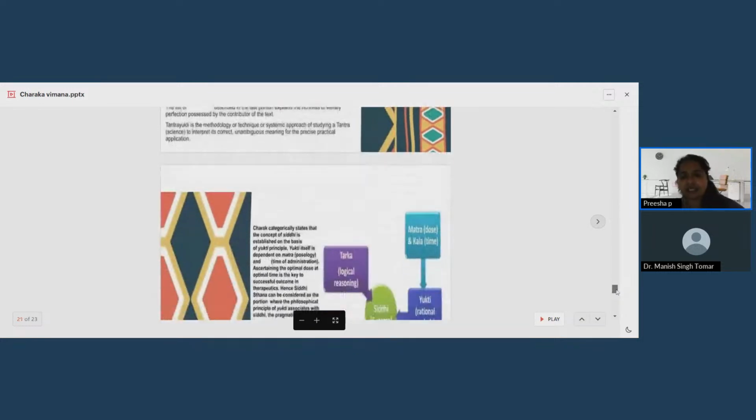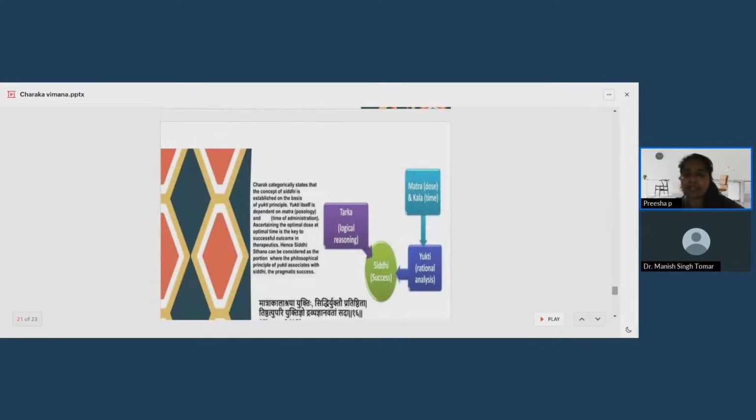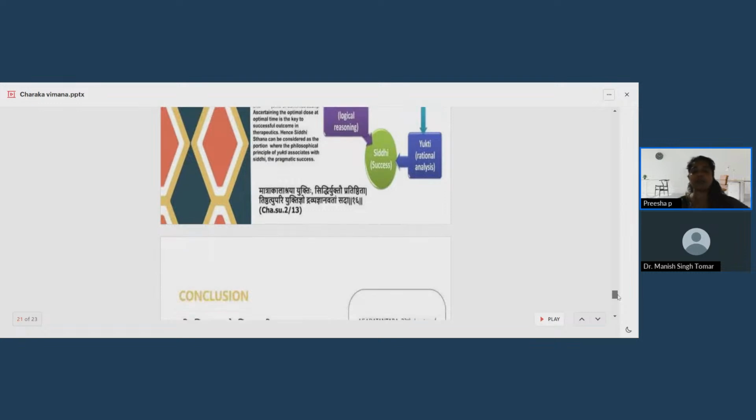When we are coming to Tarka, or logical reasoning, and the Yukti, Siddhi and Matra aspects, Charaka has explained that Siddhi is based on the Yukti principles and Yukti is dependent upon the Matra and the Kala. Matra and Kala. So, Matra Kala Shreya Yukti Siddhi Yukto Pradishtita. This quotation is very important. That is why this quotation from Charaka Sutra is sometimes asked in some areas.